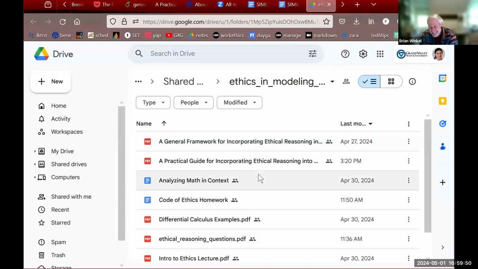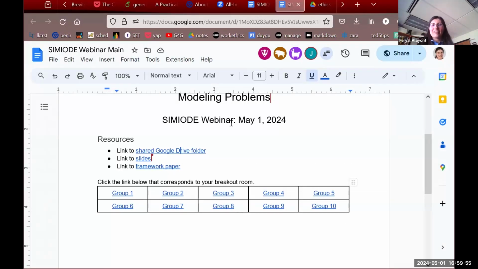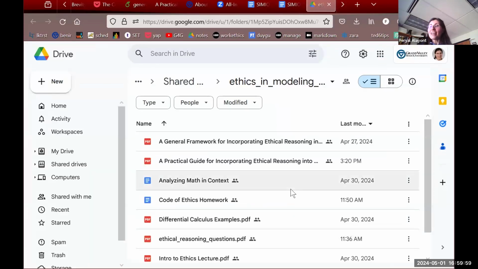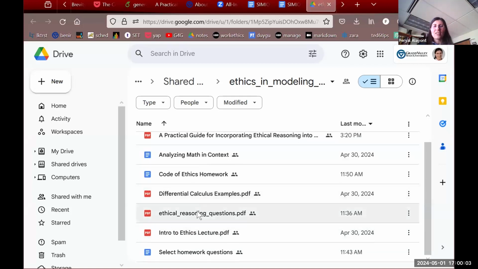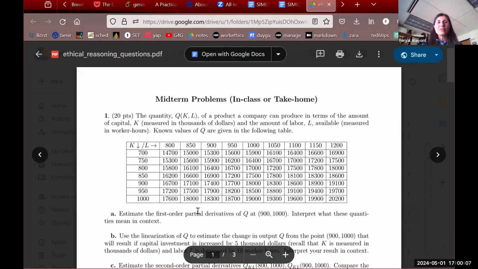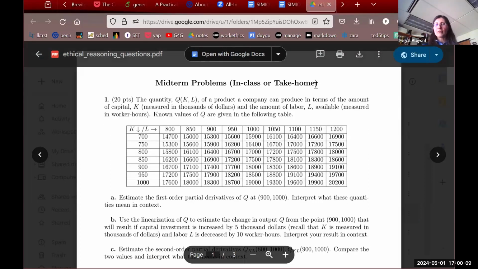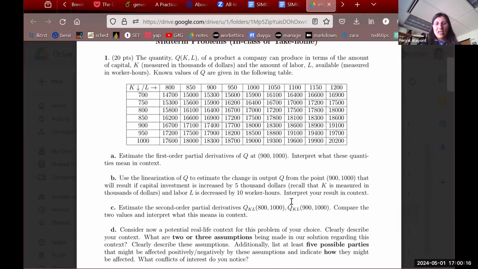Yeah. So in that folder that I just got from the link, the main page that we had sent you in the group work, we have lots of examples, and I'm trying to find which ones were the exam questions I asked this semester. So these are midterm problems in class or take home. Some of them were practice midterm problems technically, but they can be used in any of the midterms.